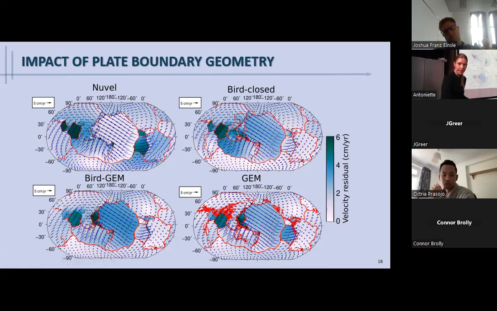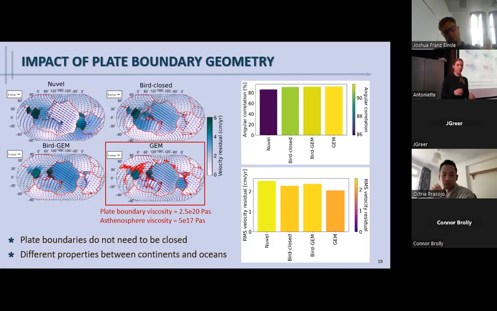And so if we quantify which model actually does have the best fit, if we look at the angular correlation and compare the 4 different models, then we again see the Nouvelle model has the worst fit, and all of the other models do better, and they do similarly well, with this global earthquake model having the best overall fit. If we look at the root mean square velocity residual, where lower numbers are a better fit, again, the Nouvelle model doesn't do that well. These two Bird models do a little bit better, and the model in the bottom right, the global earthquake model, is the one that also overall has the best fit.